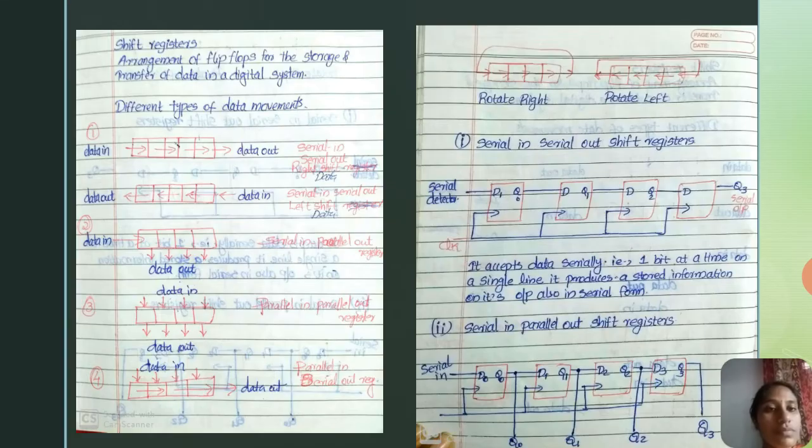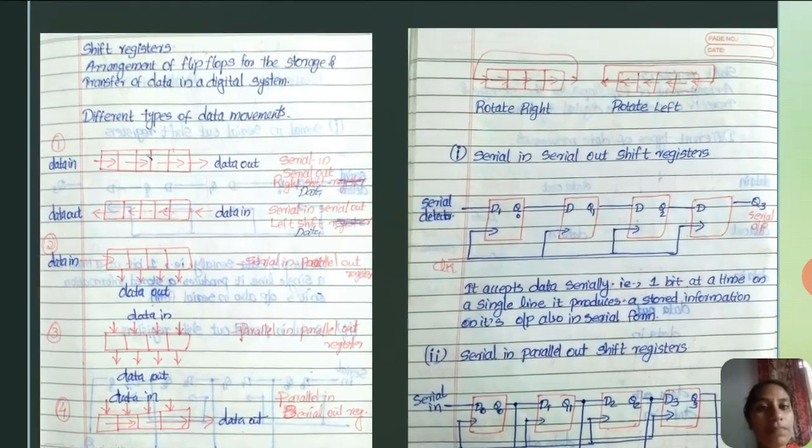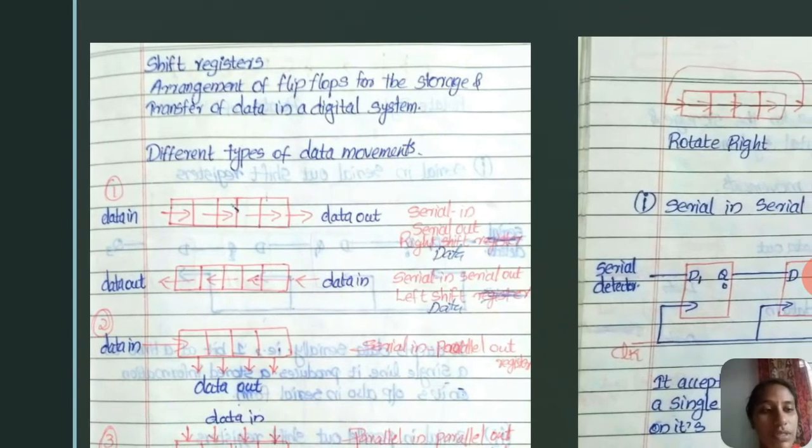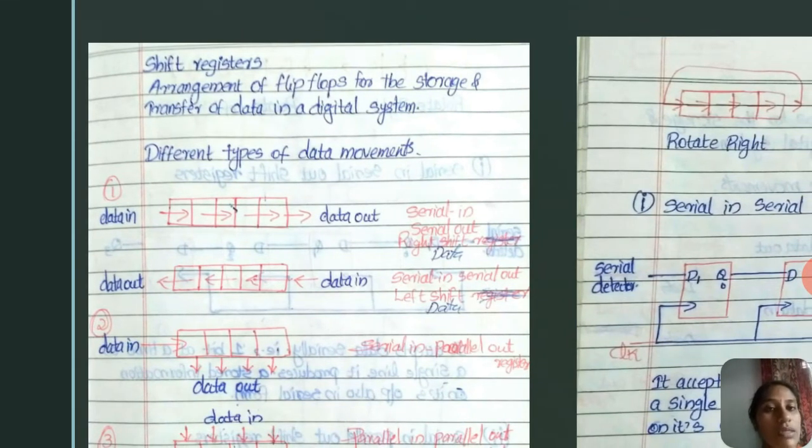You can see the next topic is the shift register. As the name indicates, it is an arrangement of flip flops for storing and transferring data in a digital system. Before studying what a shift register is, you have to understand the different types of data movements. Normally in a shift register, data movement can be of six types.